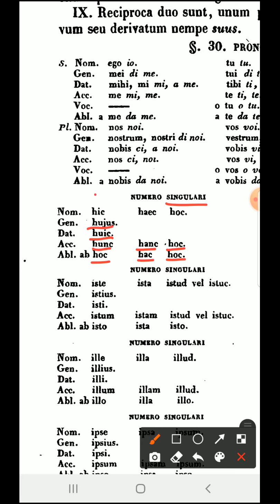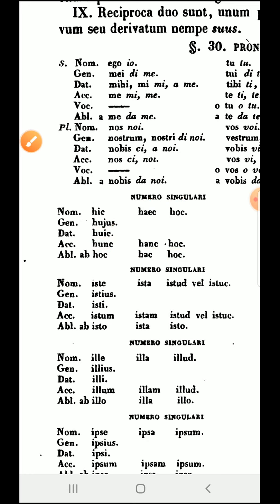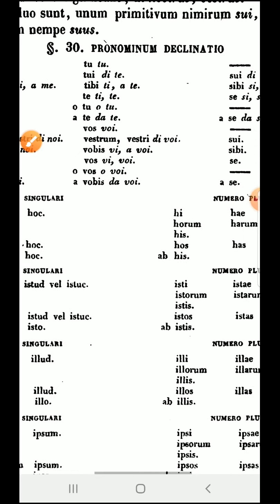So for the masculine, we have hic, huius, huic, hunc, hoc. For the feminine, we have haec, huius, huic, hanc, hac. And for the neuter, we have hoc, huius, huic, hoc, hoc. That's the declension of the singular of the pronoun hic, haec, hoc. Now let's slide over to the right and we can see the plural.